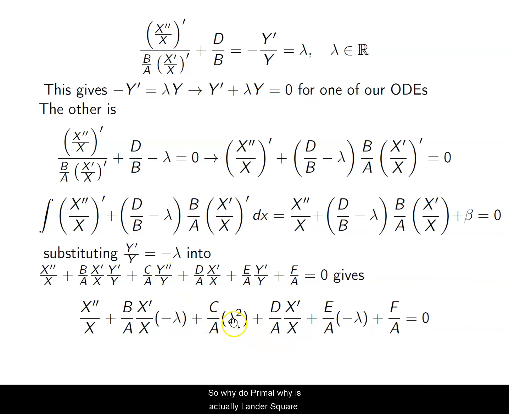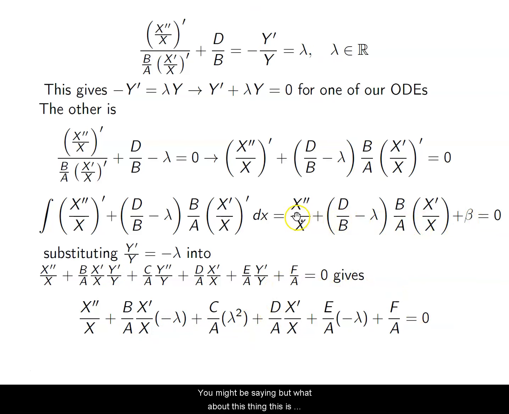So y double prime over y is actually lambda squared, okay? This e over a, negative lambda, right? And then this y prime over y here gives me the b over a, x prime over x times negative lambda. So what I'm doing is I'm taking my substitution and bringing it all the way back.